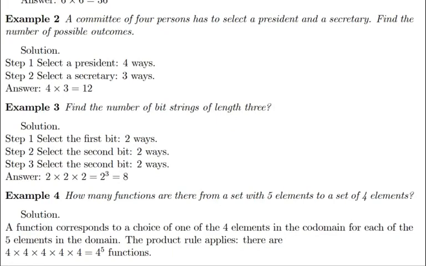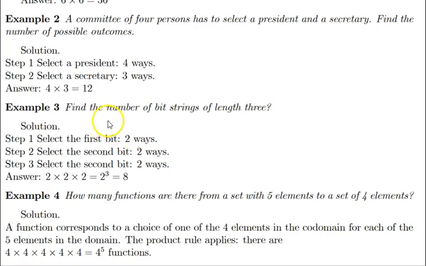Example 2. A committee of 4 persons has to select a president and a secretary. Find the number of possible outcomes. Step 1. Select the president. There are 4 ways to select a president. Then perform step 2. Select a secretary. Now 3 persons are available. So you have 3 choices. The multiplication principle applies, and we have 12 outcomes.